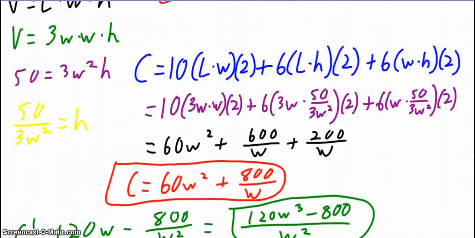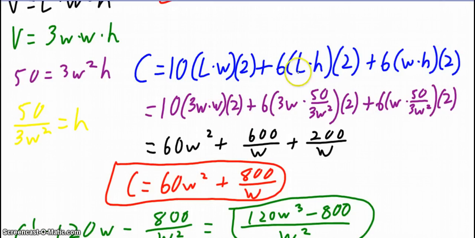Now I come up with a cost equation. Well, the cost is $10 times the area of the bottom and the top, which is the length times the width, and there's a bottom and a top, so I multiply that by 2. There are 2 sides where the area is length times height, and that's $6 each, and then there are 2 sides where the area is width times height. Those are also $6. So now I want to substitute in everything to get it all in terms of w.